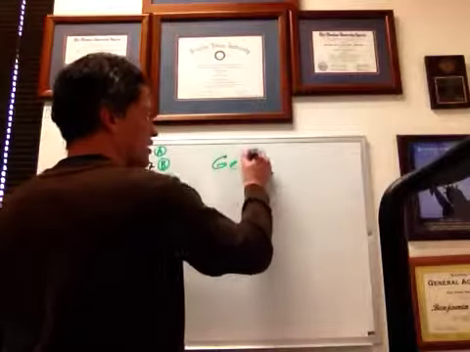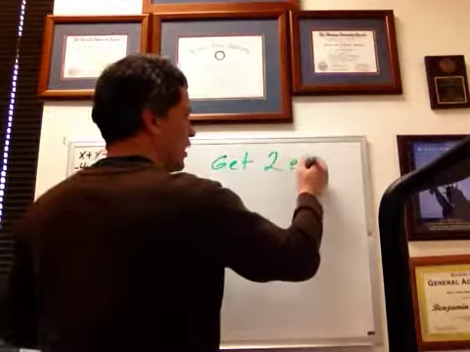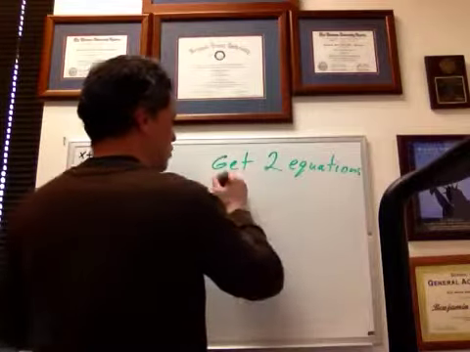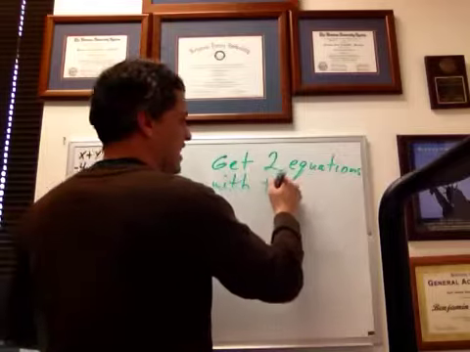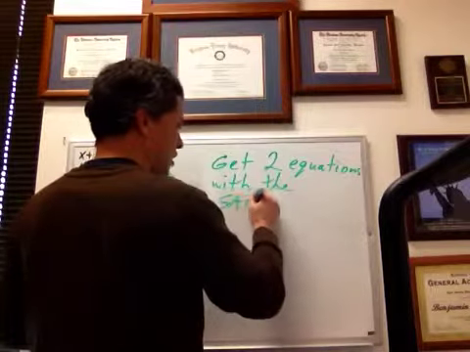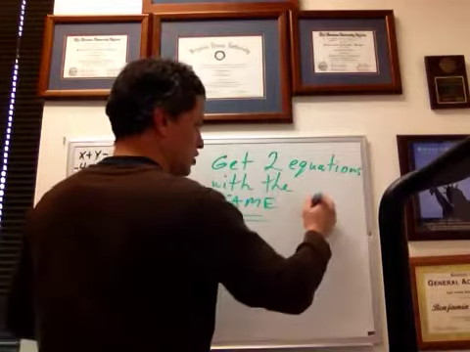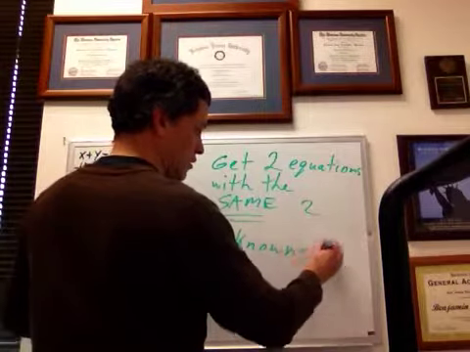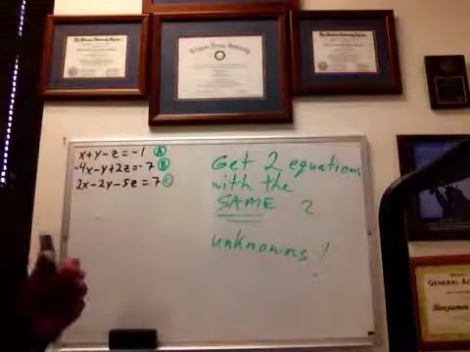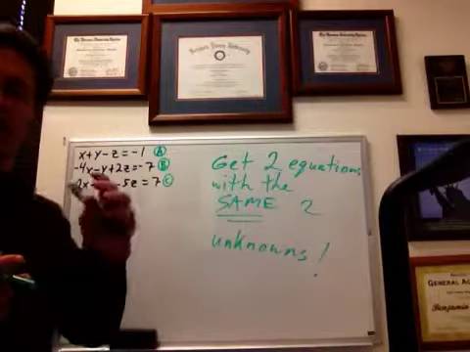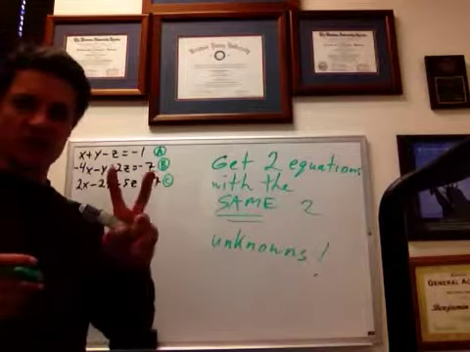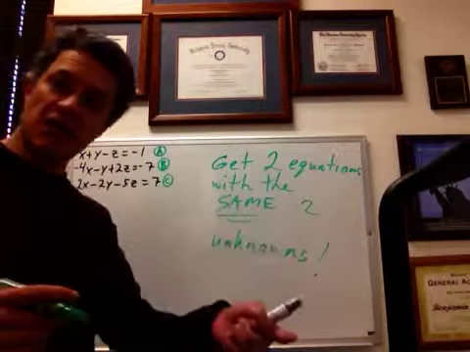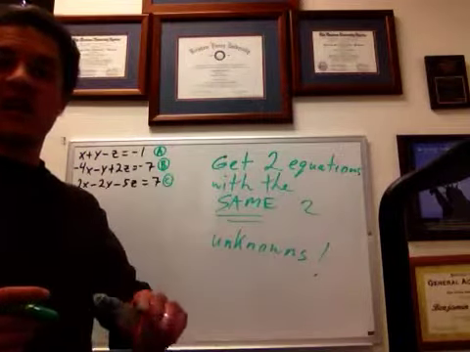You want to get two equations with the same two unknowns. Okay, two equations with the same two unknowns. So you're going to work your way down to either having two equations that have x and y in them, two equations that have x and z in them, or two equations that have y and z in them.